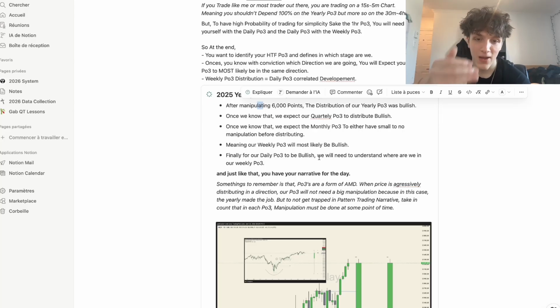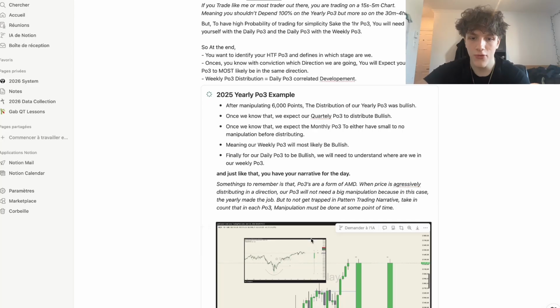Finally, now that we have all your higher time frame power of 3 aligned bullish, what you will expect for the daily power of 3? You understand that you expect it to be bullish. We will need to understand where are we in our weekly power of 3 first, because your weekly power of 3 will need some sort of manipulation before distribution.